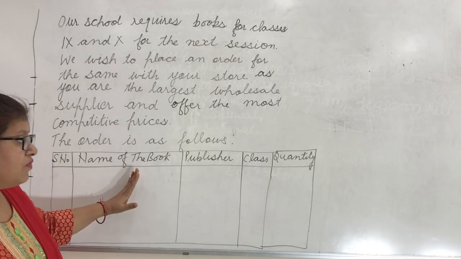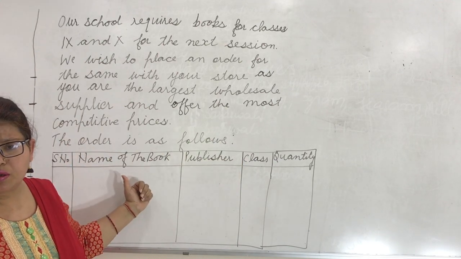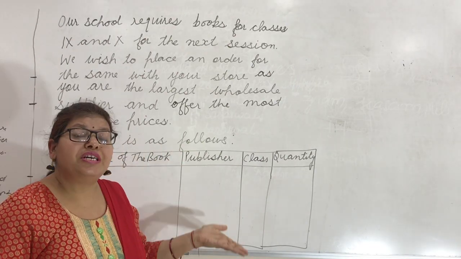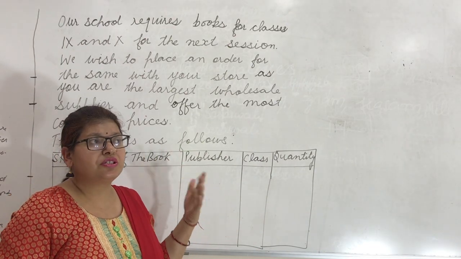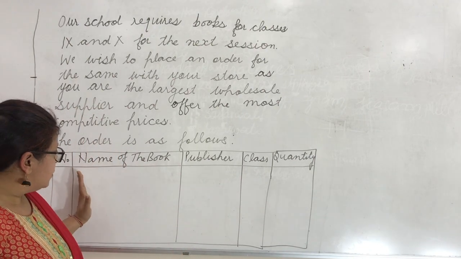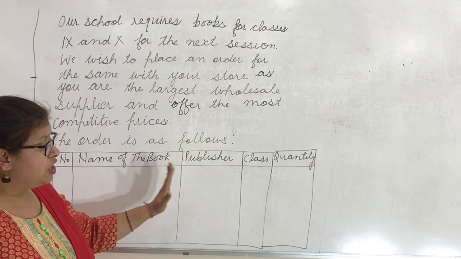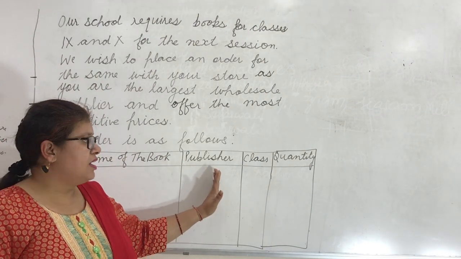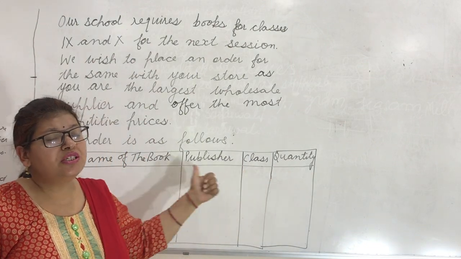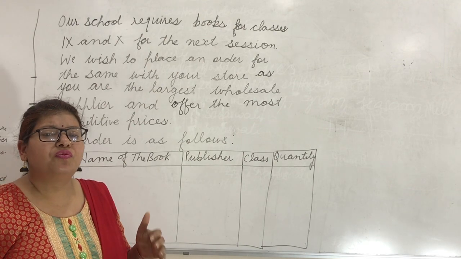So is it necessary that whenever you are writing a letter for placing an order, the columns will be like that only? No, it's not necessary, because sometimes things will change. For example, if you are asking for some electronic equipment, then the columns will be different. There will be the name of the equipment or the name of the item. Then there will be no publisher, there will be company. And then class will be left out, and then there will be quantity. So these columns depend on the kind of order you are going to place.